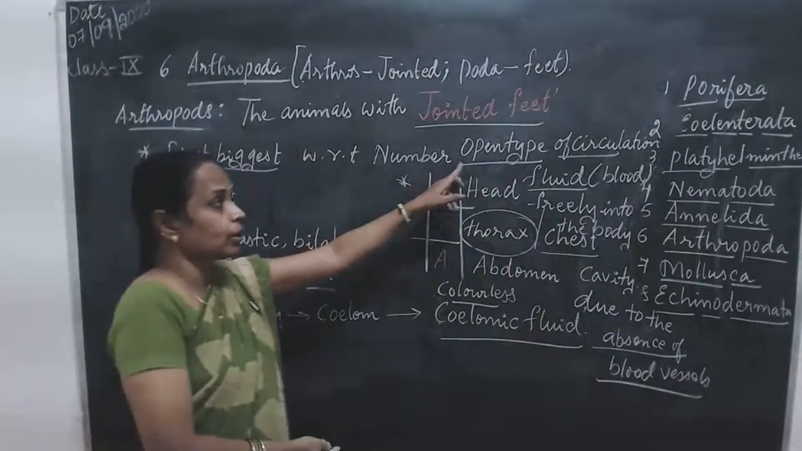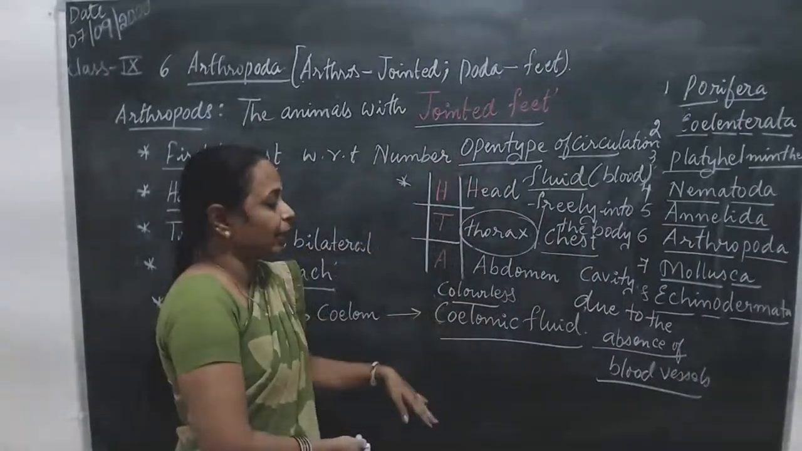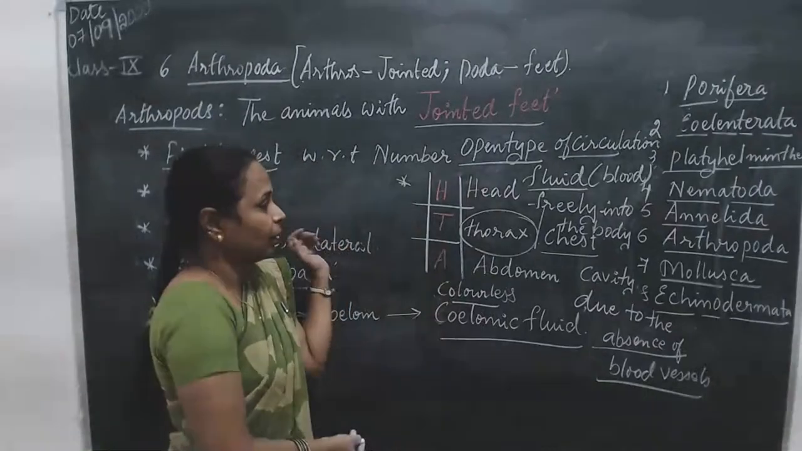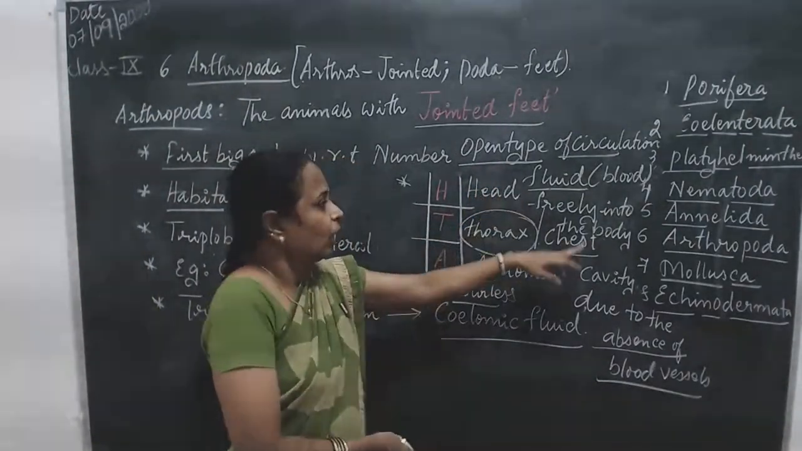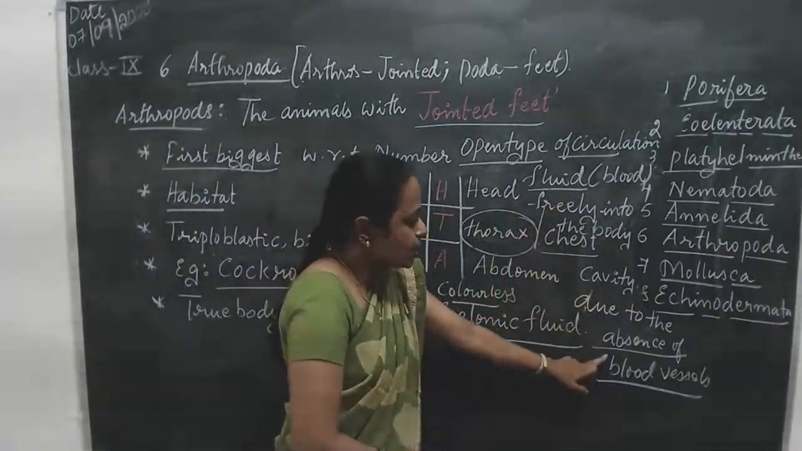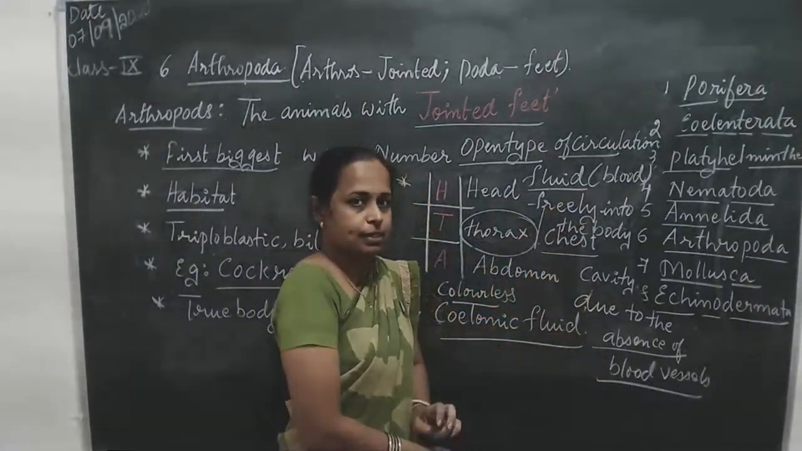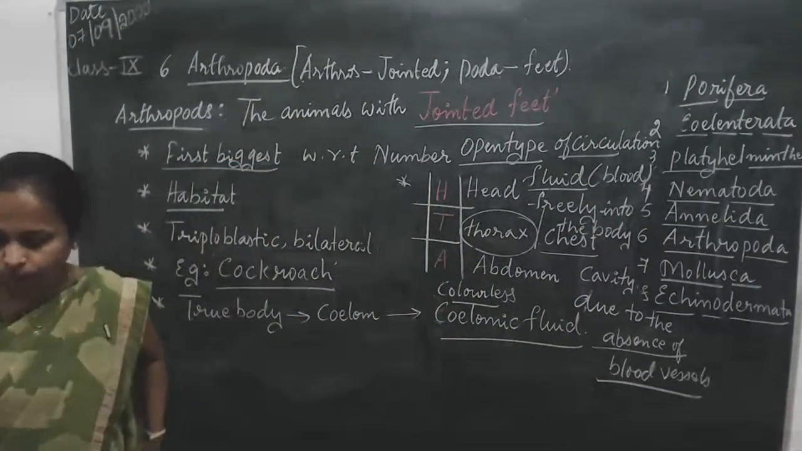I started with the definition of open type of circulation. So when I give a definition, it is my duty to give an example then. Let me repeat. Open type of circulation is a type of circulation in which the blood flows freely into the body cavity due to the absence of blood vessels. Example, arthropods.